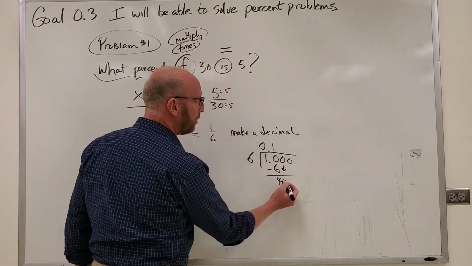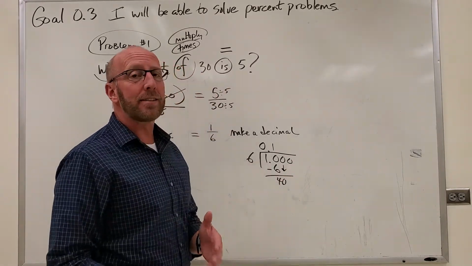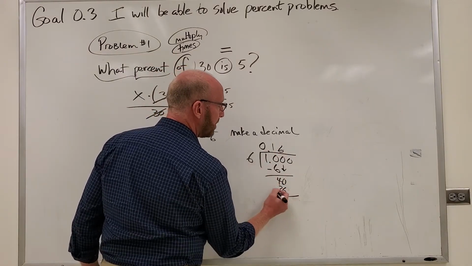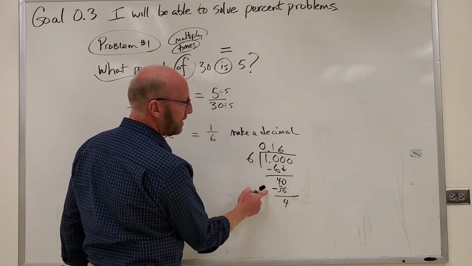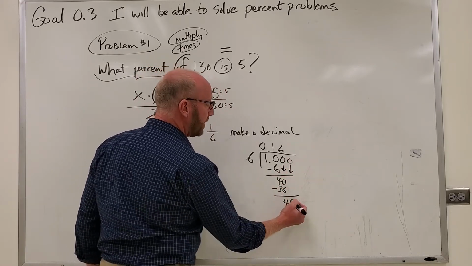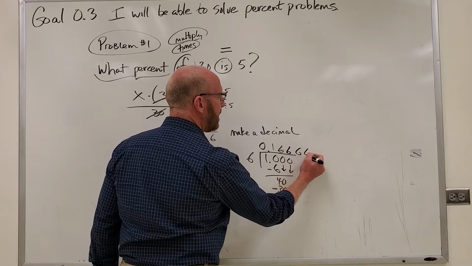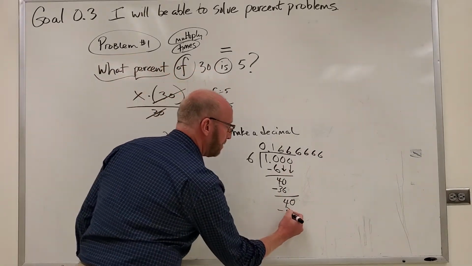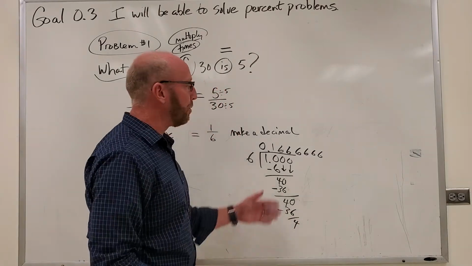How many 6s in 40? 6 times 6 is 36. That's the closest one. And it gives me a 4. 40 take away 36. Bring the 0 down. 6 goes into 40 6 times. And so now we're going to see it keeps doing that. 40 minus 36, and I'll always get a 4.